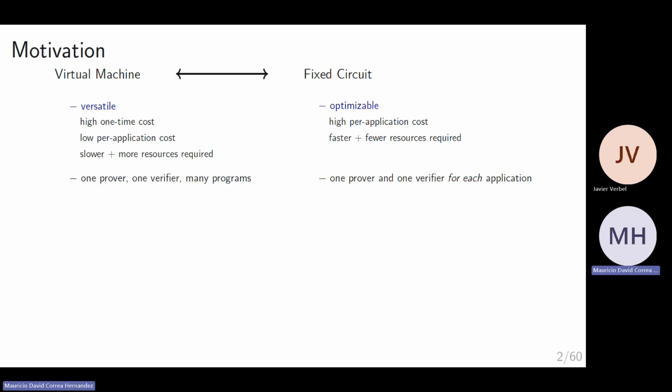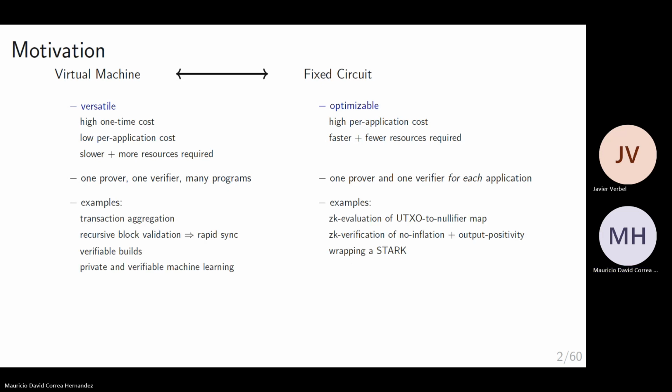And this translates into proof systems as well. With a virtual machine-based proof system, you have one prover, one verifier, and many programs, however many programs you want. Whereas with a fixed circuit, your prover and your verifier are tied to the circuit. And so for every computation, you can decide whether you want to use a circuit representation or a virtual machine representation. But by and large, there are guidelines, and you might decide to deviate from these guidelines.